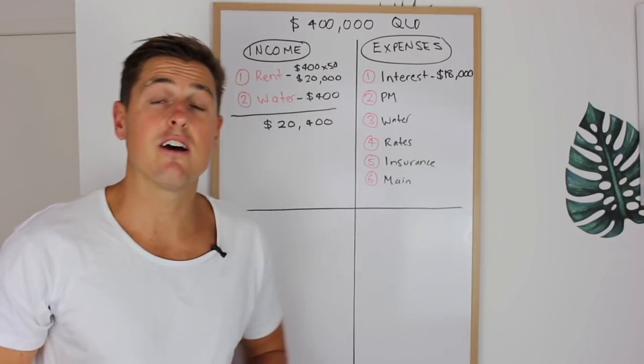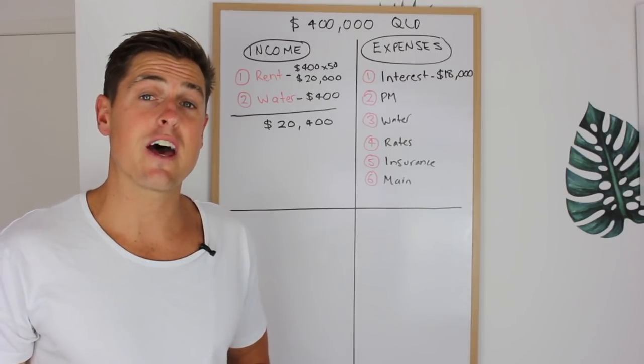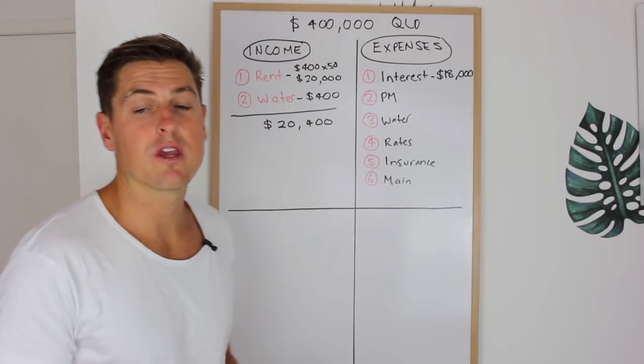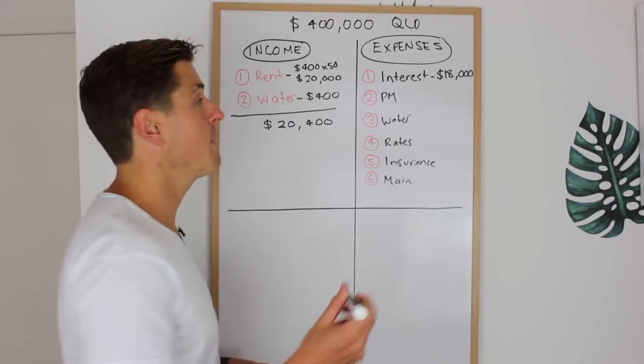Now, you might have a much bigger deposit for that. You might have a smaller deposit for that. Regardless of where you are, this is the example that we're talking about here. Obviously, the larger the deposit you put down, the less interest you pay.